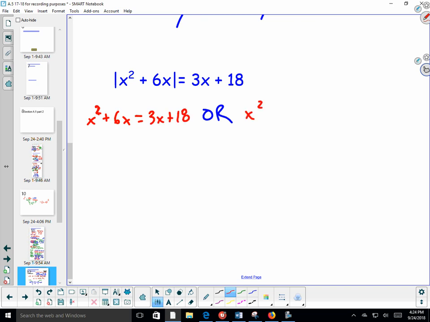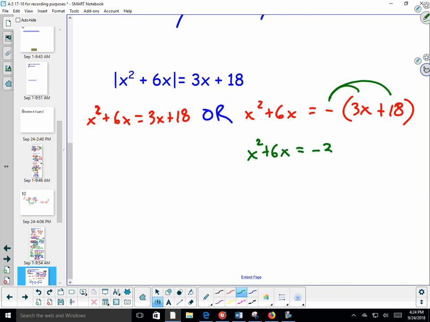Or the x squared plus 6x. Remember, we never change this. We don't take the opposite of it. We just never change that part. That's why I'm writing x squared plus 6x just like I saw it inside the absolute value. But this time it could equal the opposite of the other side of the equation. So it equals the opposite of 3x plus 18 in parentheses. So I better distribute this negative, so I get x squared plus 6x equals a negative 3x minus 18.